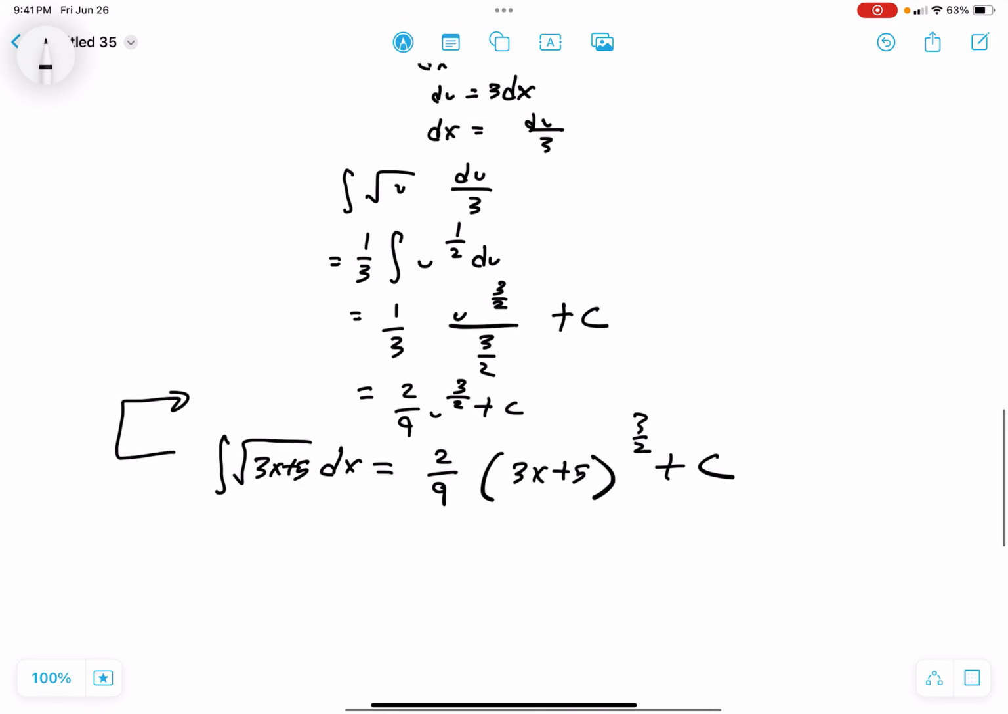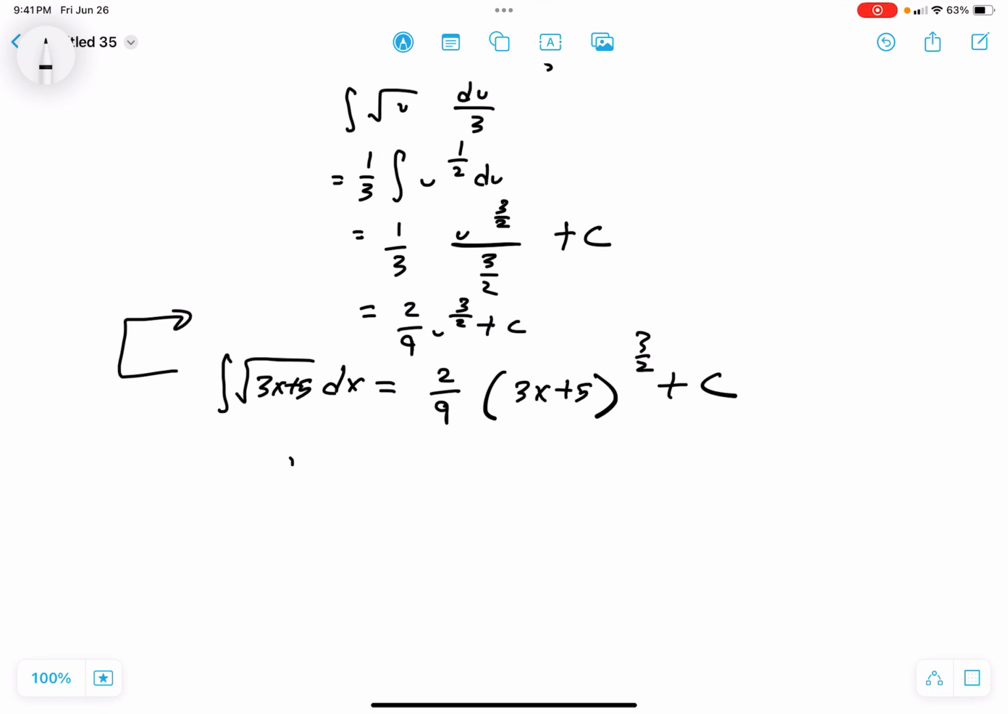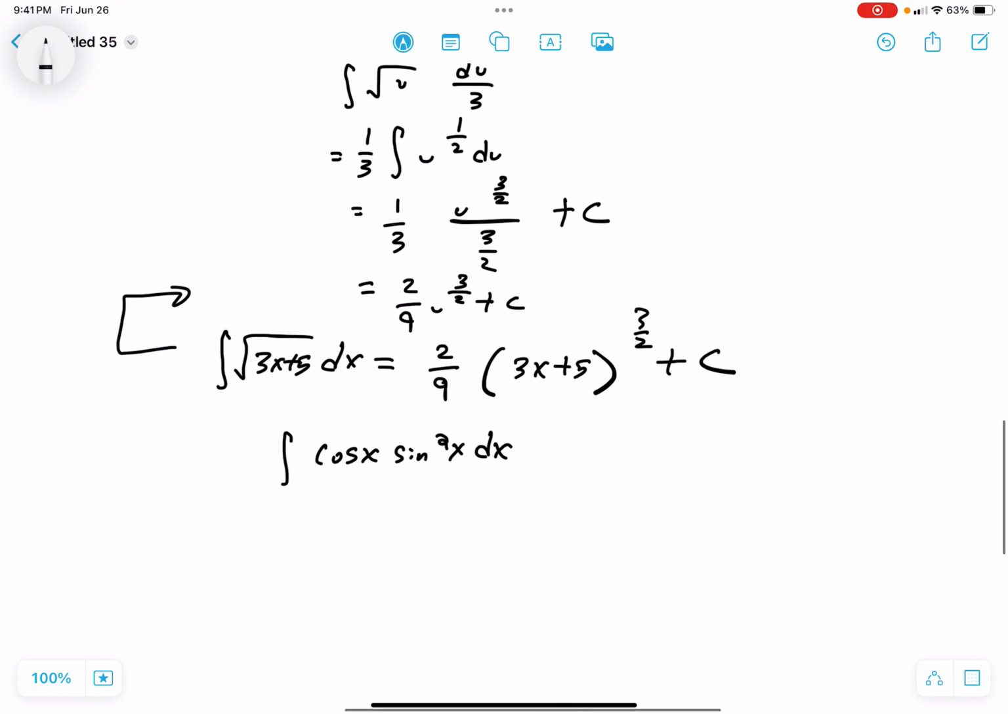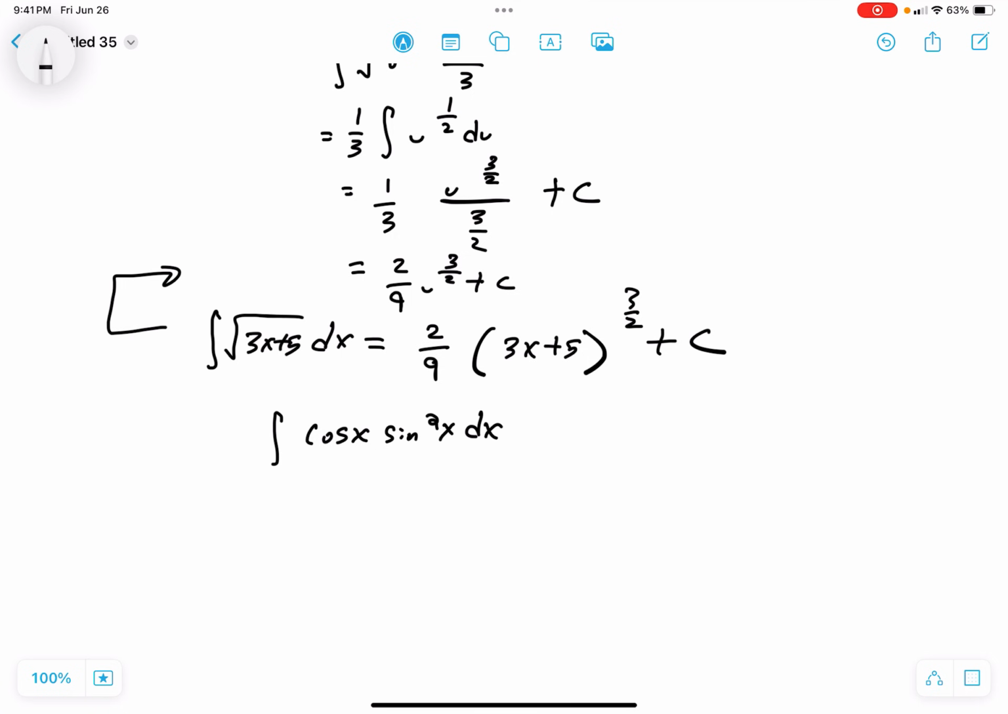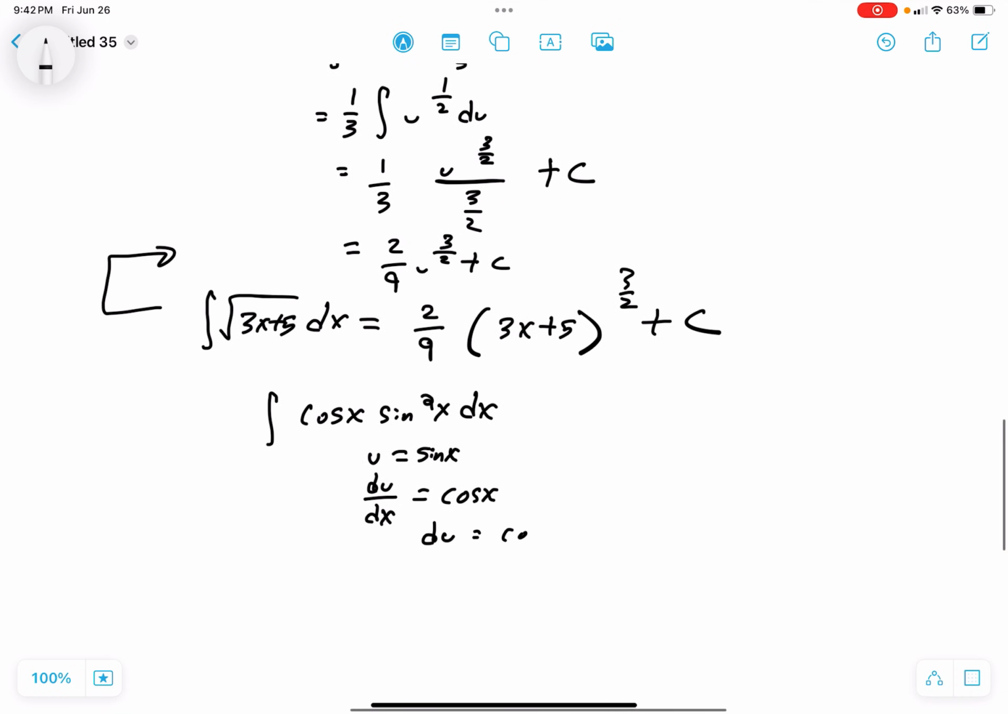And there's one more example I want to do. It's going to be the integral of cos x times sine squared x dx. So, for this question, I am going to let u equal sine x. And that means I'll get du dx, the derivative of sine x, is cos x. So du equals cos x dx. And dx equals du over cos x.